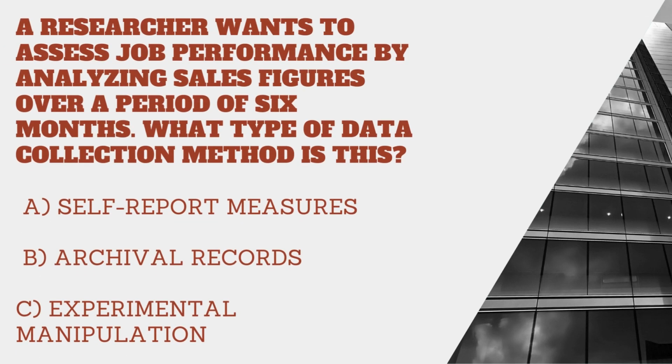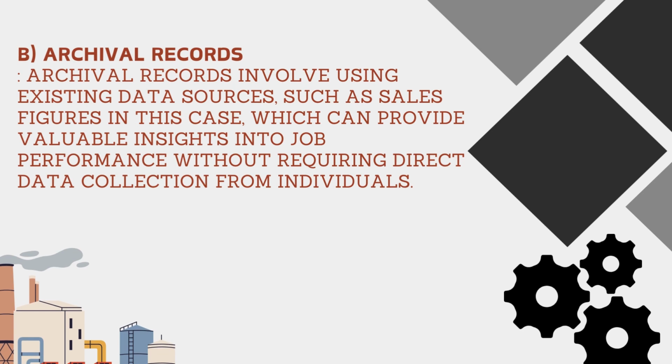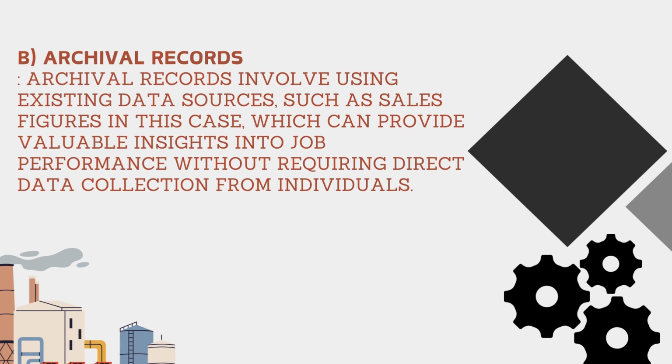A researcher wants to assess job performance by analyzing sales figures over a period of 6 months. What type of data collection method is this? A. Self-report measures. B. Archival records. C. Experimental manipulation. B. Archival records. Archival records involve using existing data sources, such as sales figures in this case, which can provide valuable insights into job performance without requiring direct data collection from individuals.